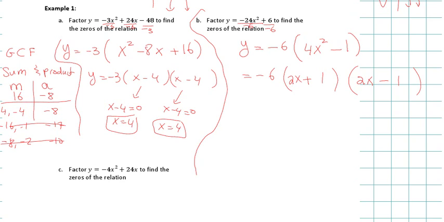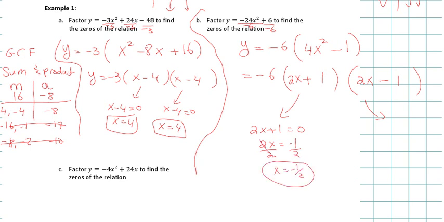Now, the question says, find the zeros. So what do I have to do to find the zeros? Set the brackets equal to 0. I do this so you guys remember. That's why I do this. I don't do it just because I have to. I do it so you remember when you're finding your zeros, set each bracket equal to 0. So, 2x plus 1 equals 0. All right, what do we do? Bring the 1 over. Isolate for x, divide by 2. Negative a half.